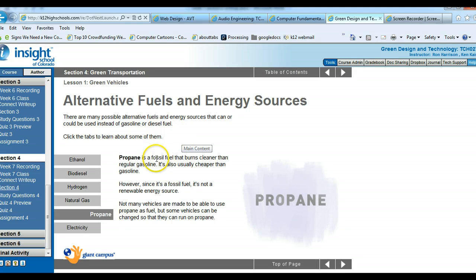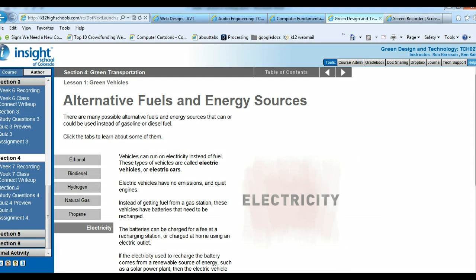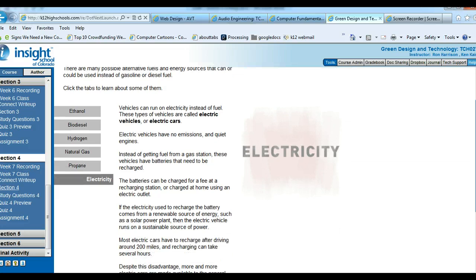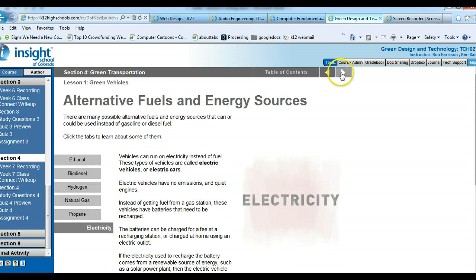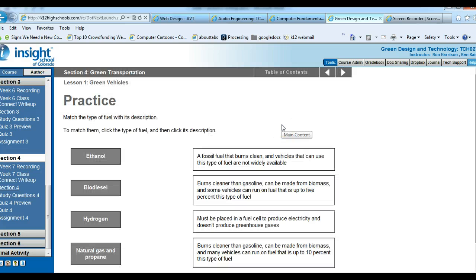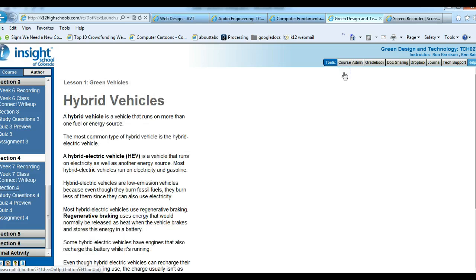Propane. Propane, again, is a fossil fuel, but it burns clean and it's generally cheaper. Then finally, electricity. Electric vehicles, you've heard a lot about that. So anyway, you're going to choose one of these 6 and come up in the Class Connect write-up with 2 benefits of that fuel source. There's a little drag and drop activity, see if you can do that well.